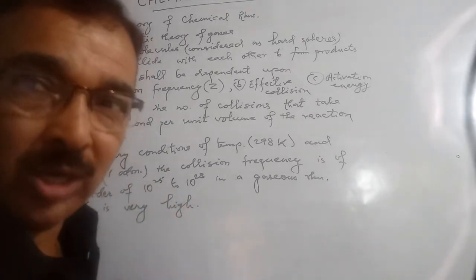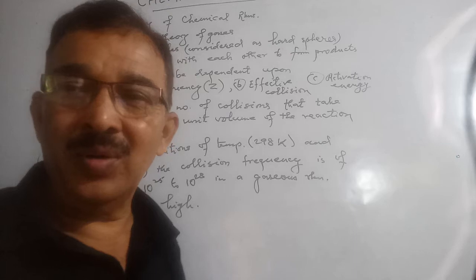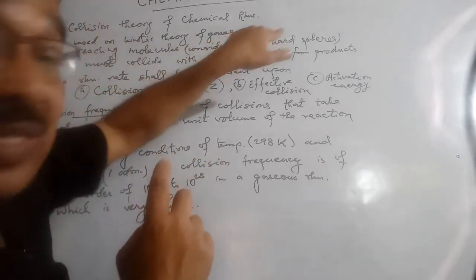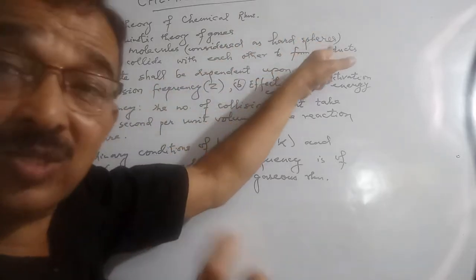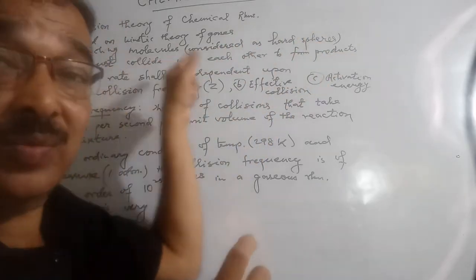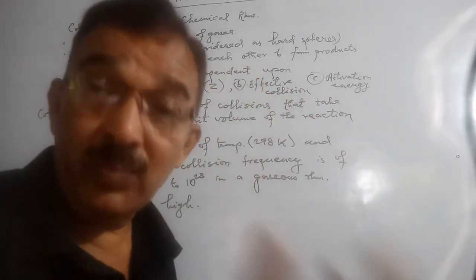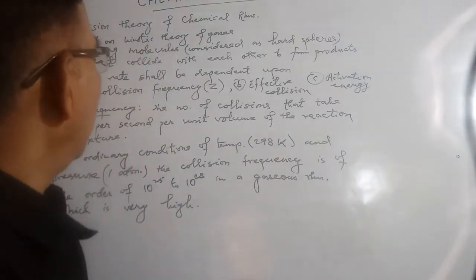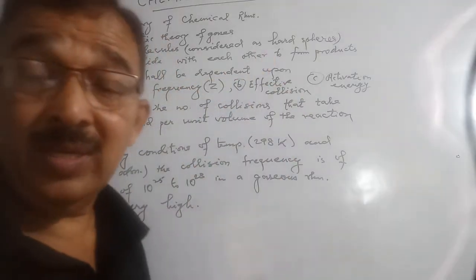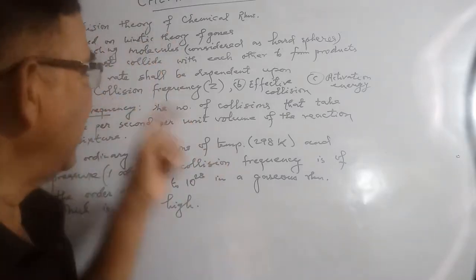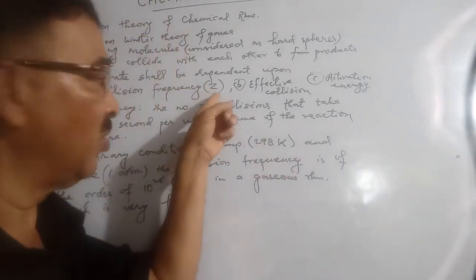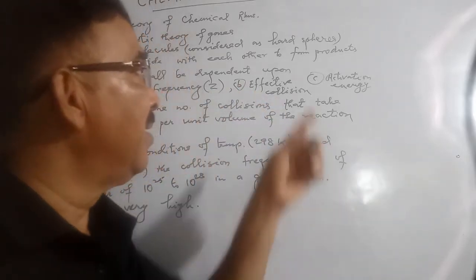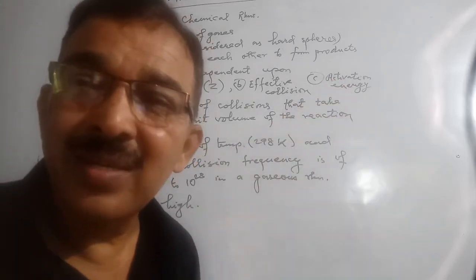It is based on kinetic theory of gases, and the reacting molecules, which are considered as hard spheres, must collide with each other to form products, that is, to make the reaction possible. The reaction rate shall be dependent upon three factors. One is collision frequency, denoted by Z. Second one is effective collision, and the third one is activation energy.